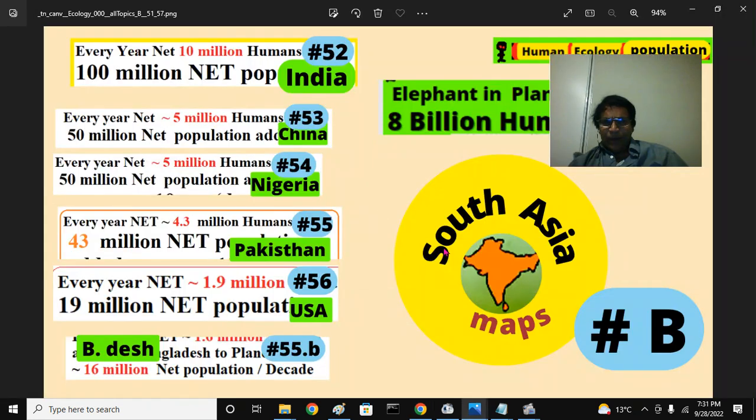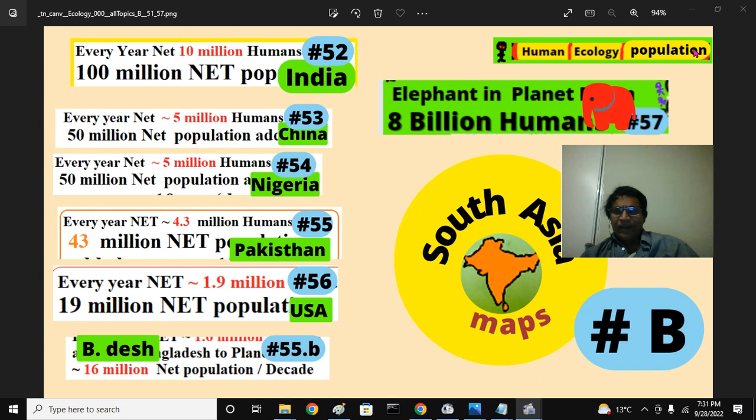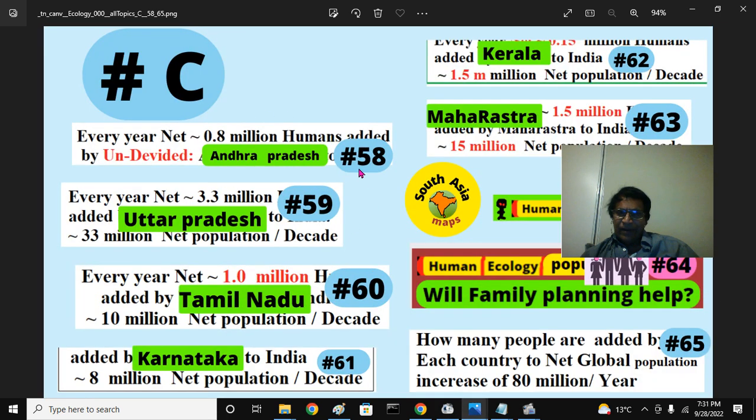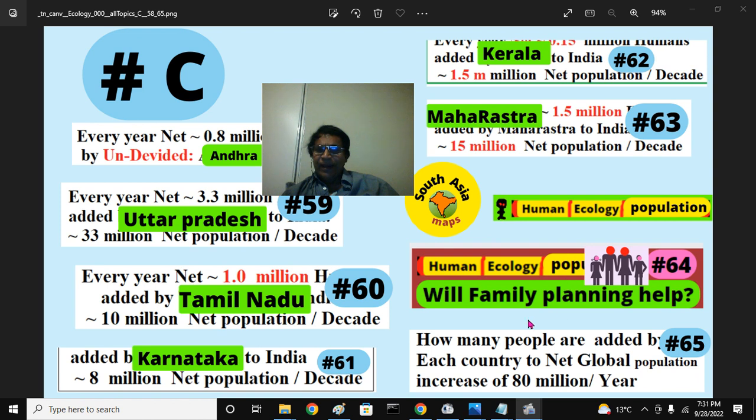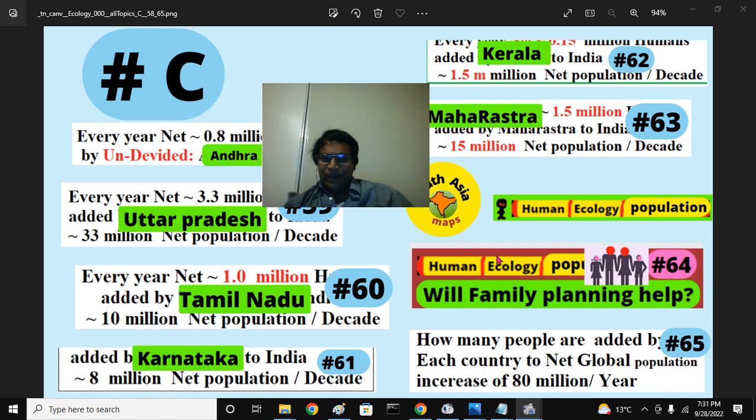This is the population section of human ecology, you see this icon. In the 52 to 57 series, I talked in general about the countries' contributions. India contributes 10 million, China 5 million, Nigeria 5 million, Pakistan 4.5 million, then the United States, Bangladesh, and so on. In the next, the 58 series, I talked about the provinces of Bharat, India. Andhra Pradesh contributes 0.8 million, United Provinces, Uttar Pradesh 3.3, Tamil Nadu 1.0, Karnataka 0.8 million, and so on. And I also discussed the role of family planning and the human population dilemma we face today on the planet. In the current presentation, we discuss how many people each country adds to the global increase of 80 million.